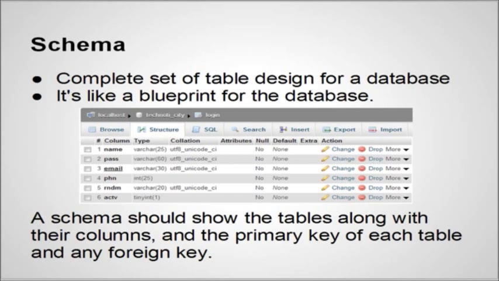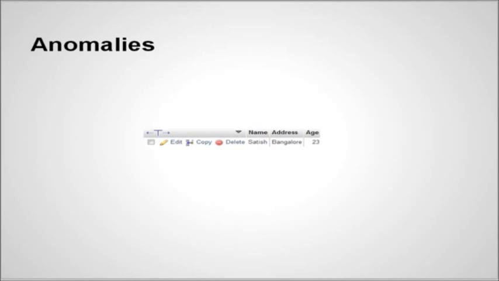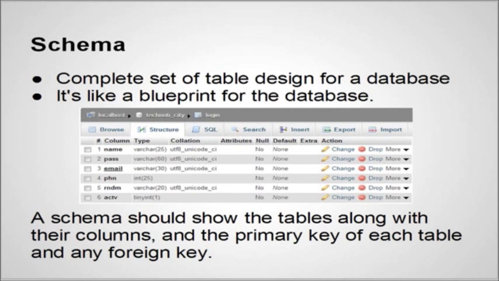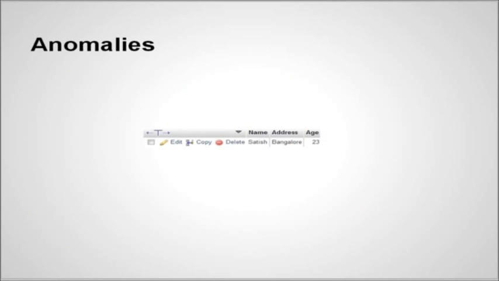Schema: the complete set of table design for a database. It's like a blueprint for the database. A schema should show tables along with their columns and some data if possible, and the primary key of each table and foreign key, etc. Usually primary keys are underlined and foreign keys are italicized.